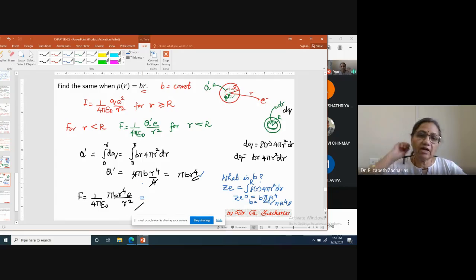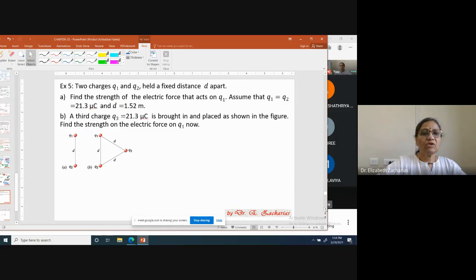This is complicated. I know that this kind of problem will not be asked in an examination for you, but for the sake of understanding, this problem has been given in the book. If it's a uniform charge distribution, it is very easy to get the charge inside. If it is not, you have to do integration.